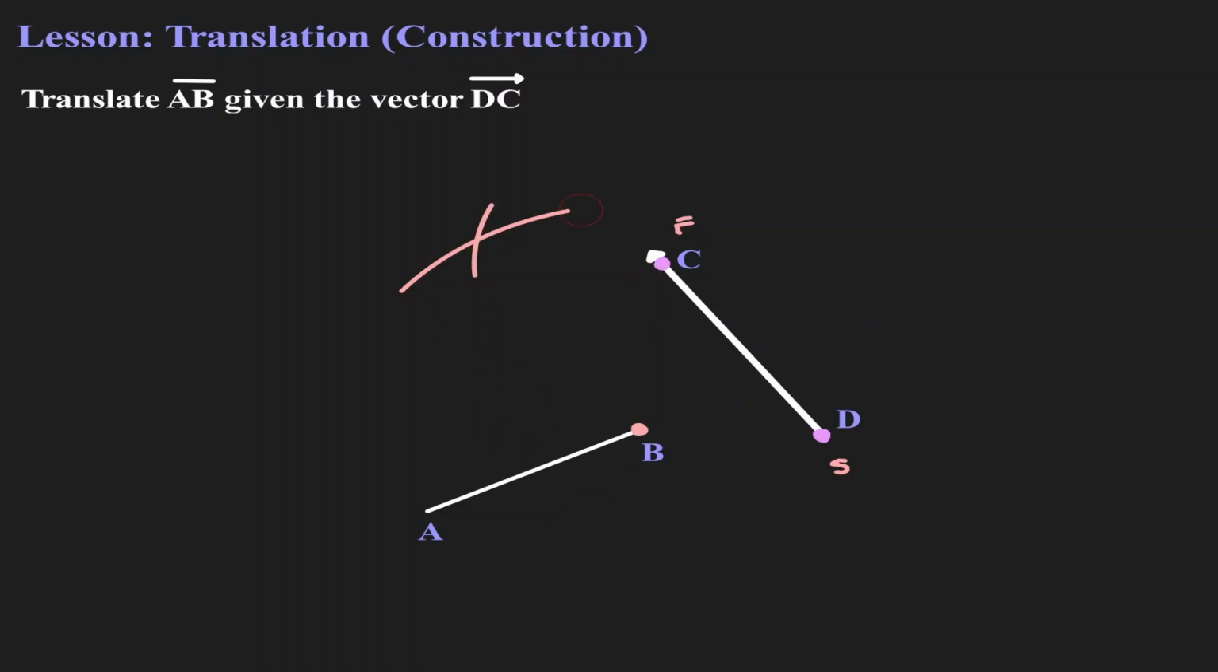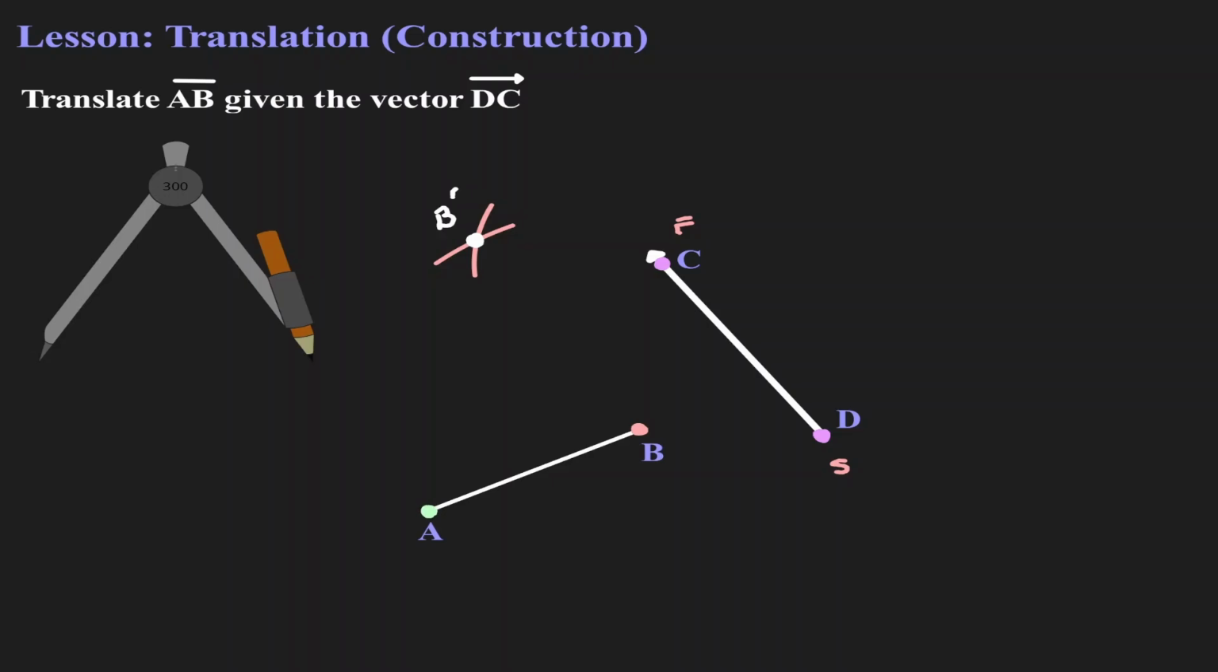Let's clean this up a little bit. At this intersection that we have just found here, this is where we're going to find the image of B. Let's call it B prime. So given point B, if we move it using the vector DC, it's going to land at this very specific location, B prime. Now let's recreate the same process, but now for point A.